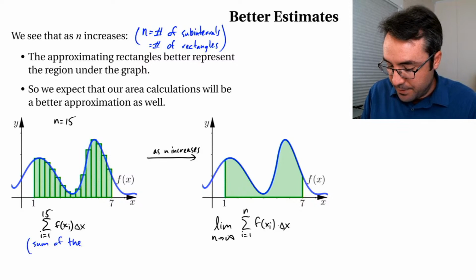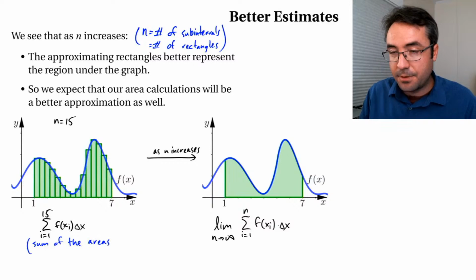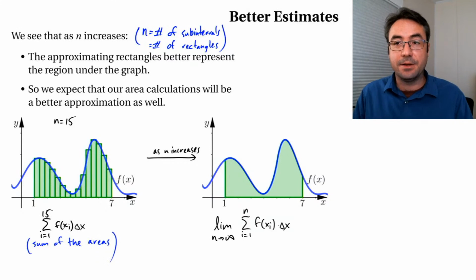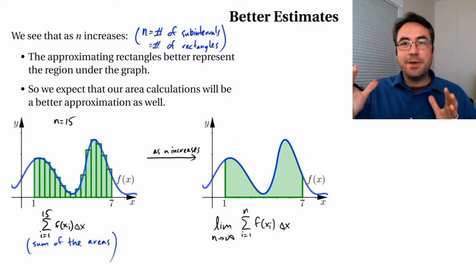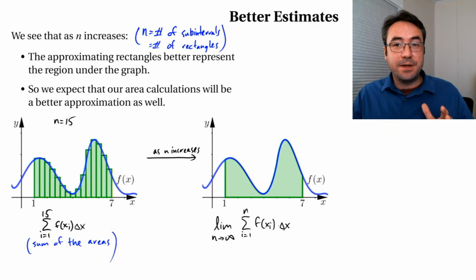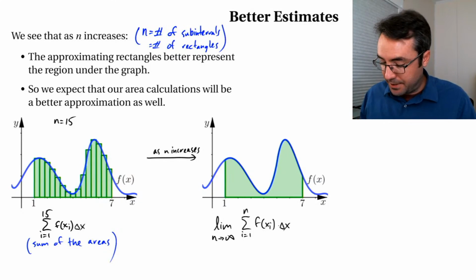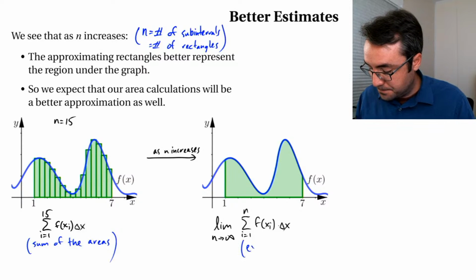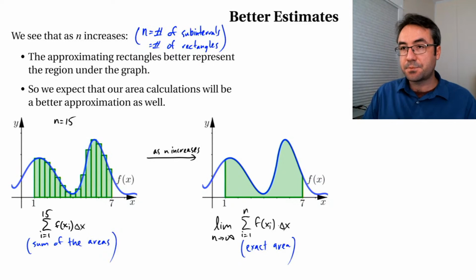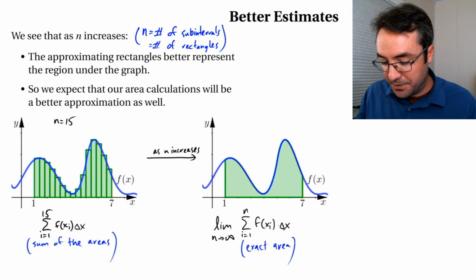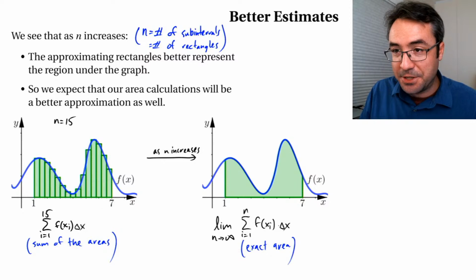So this is, the Riemann sum is just the sum of the areas of our rectangles. When we do the limit, though, of that as n goes to infinity, we're going to get the exact area in this case. So hopefully this works. Let's see a little animation.